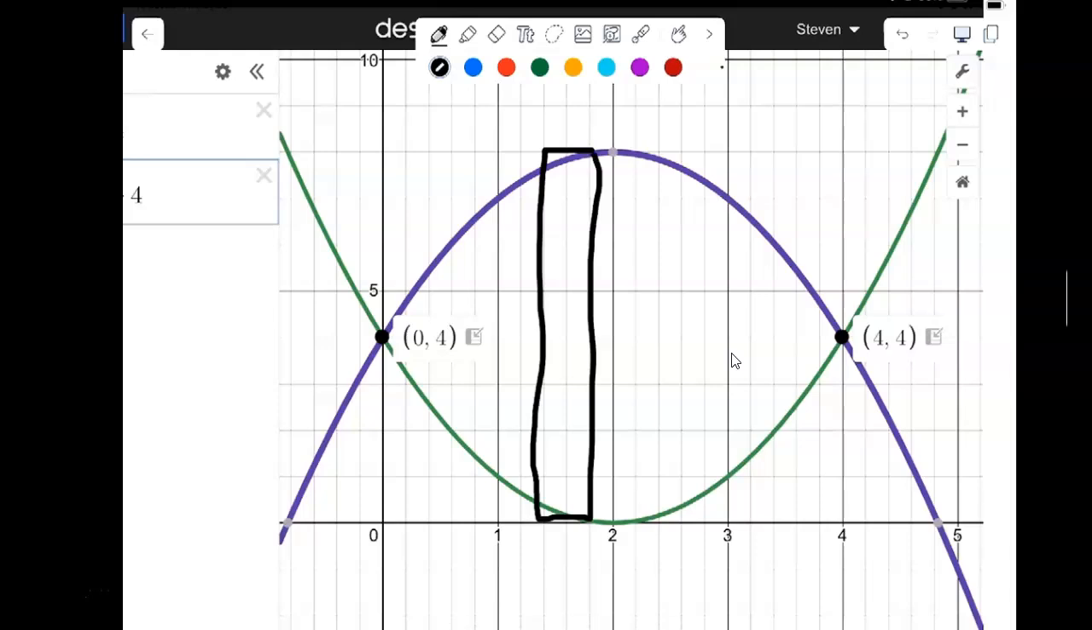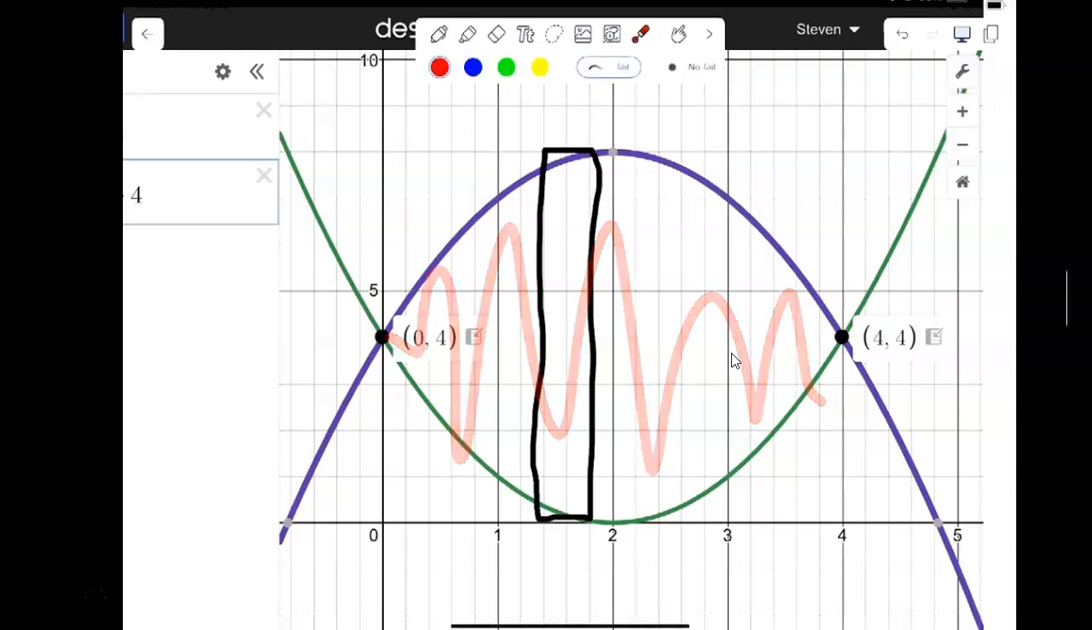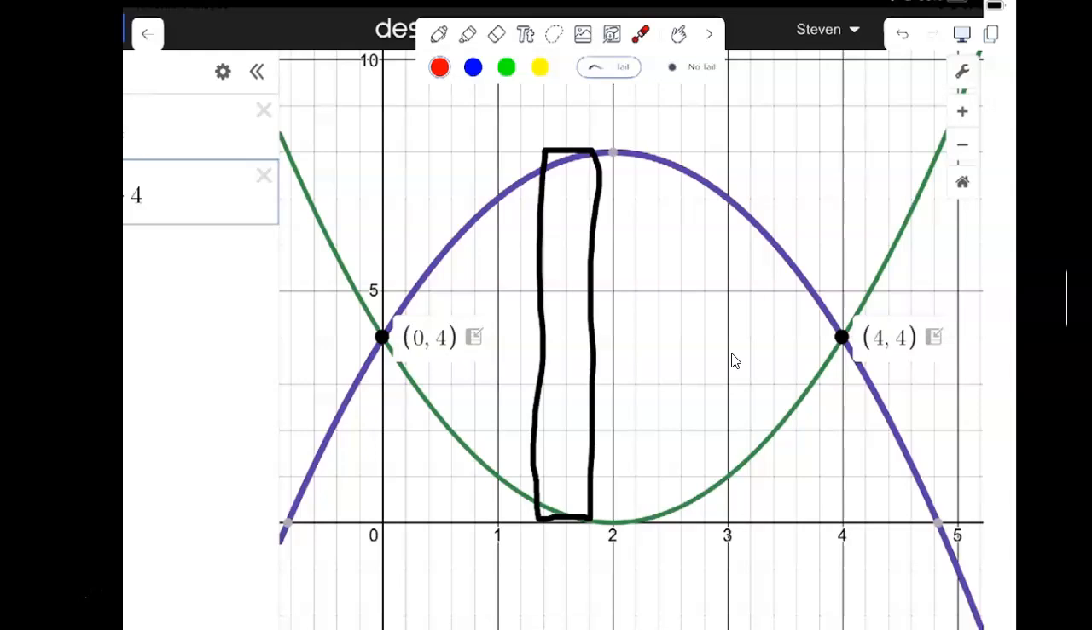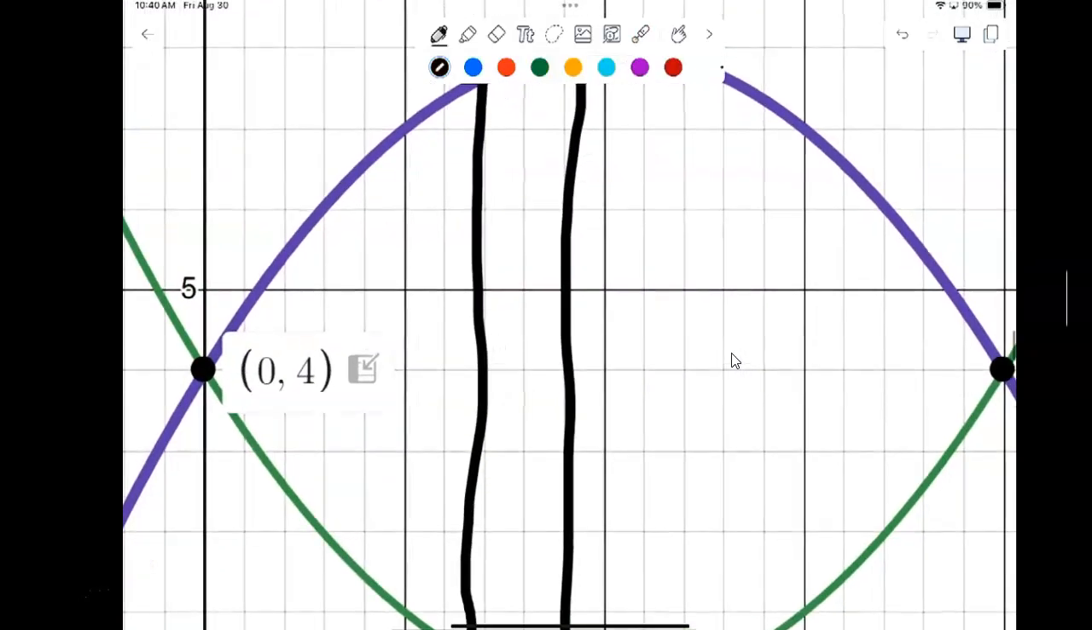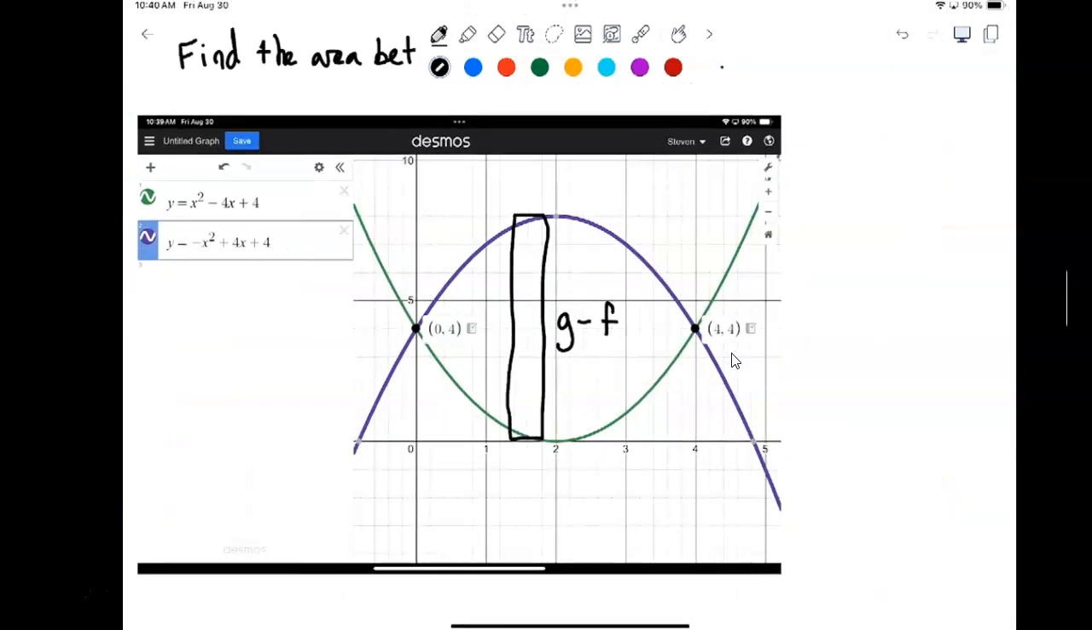We can see that throughout the whole interval, right, throughout the whole area that we're dealing with, the blue graph is always on top. And the green graph is always on the bottom. So our formula is always going to be, in this case, g minus f. Sometimes you'll have ones where one function's on top for a bit and they switch. And we'll see some examples of that later. But here g is on top. And we can see again that we're going from 0 to 4 along the x-axis.